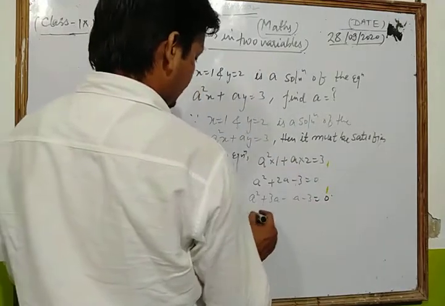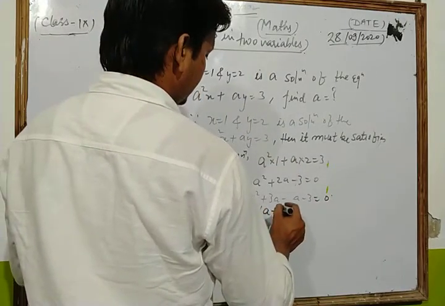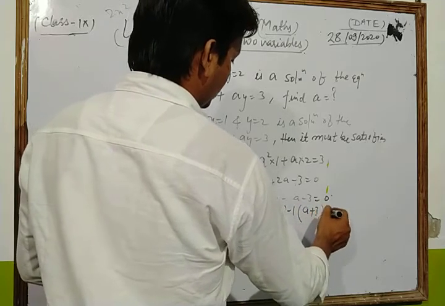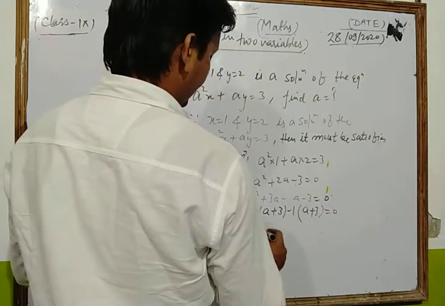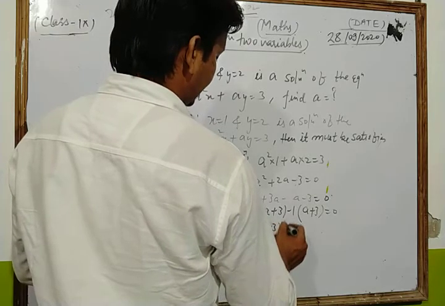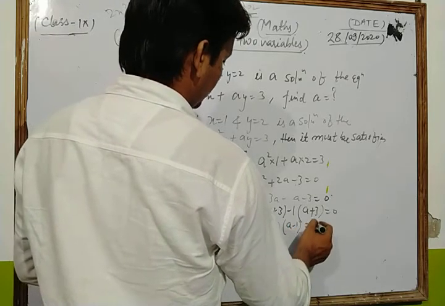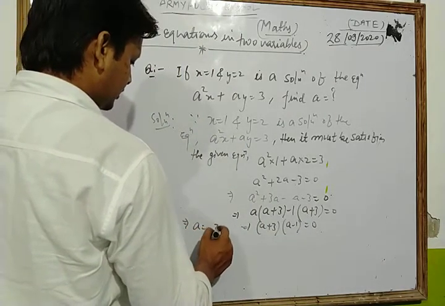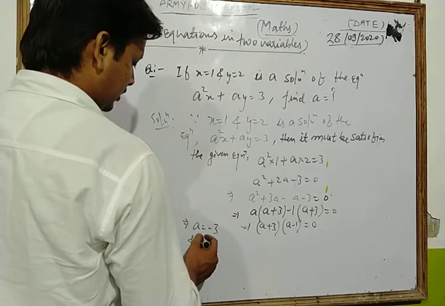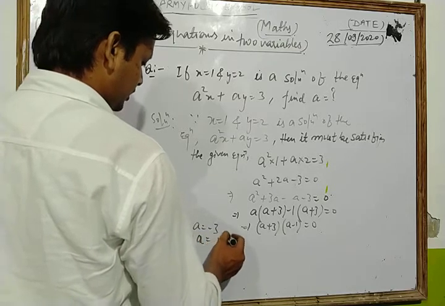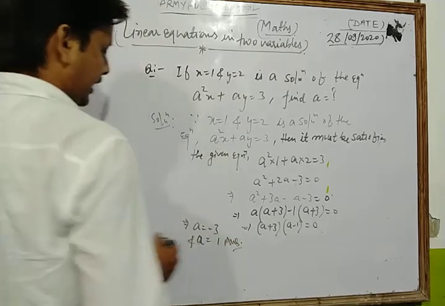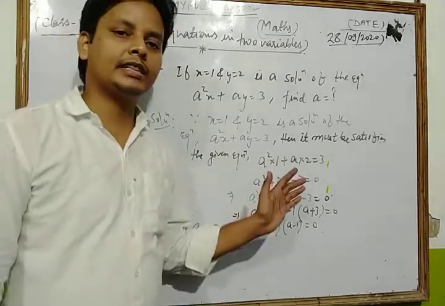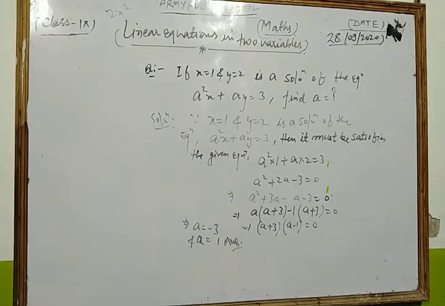Now we take a as common, so we get a into (a plus 3), and here we take minus 1 as common, so we get minus 1 into (a plus 3) is equal to 0. Now in one bracket a plus 3 and in another bracket a minus 1 is equal to 0. Thus in this way we get a is equal to minus 3 and a is equal to plus 1. This is our required answer. Thus, dear students, in this way we can solve that type of questions.